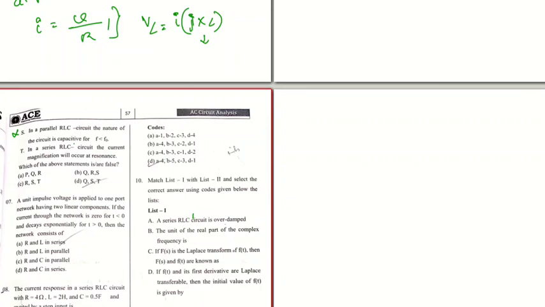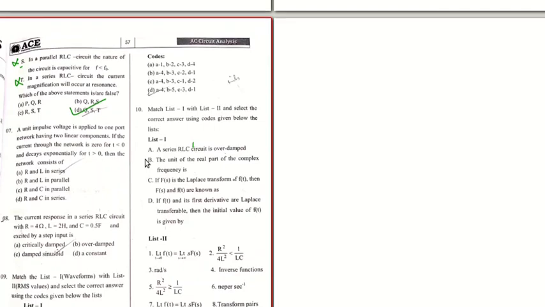In the next statement, in a series RLC circuit, the current magnification will occur at resonance. Earlier I have proved that in a series RLC circuit, voltage magnification occurs at resonance, not current magnification. So that statement is false. So S is false, T is false, and also Q is false. So option D is the correct answer.